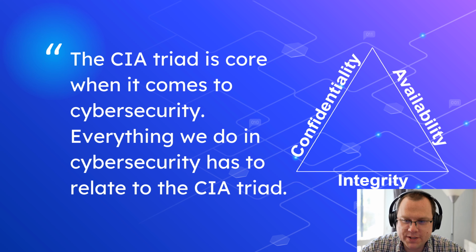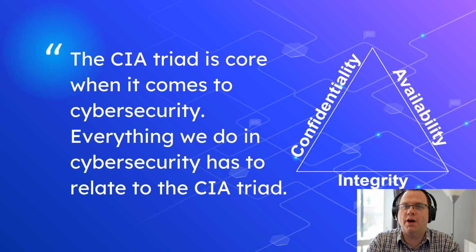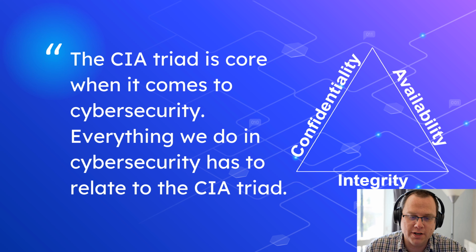So I'm going to start a presentation with something that, as aspiring GRC analysts, we probably all already know, but it's one of the most important parts within information security, and it's the CIA triad. So what is the CIA triad? Well, the CIA triad is core to protecting information. All three sections of the triad need to work together to be successful in protecting organizations and their information and data. Everything we do in cybersecurity has to relate to the CIA triad: confidentiality, integrity, and availability.